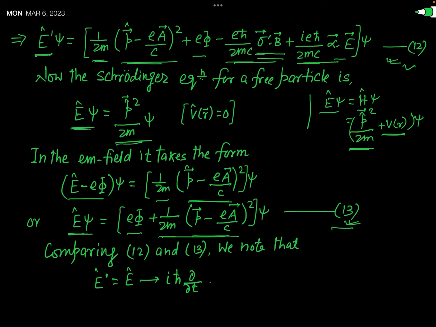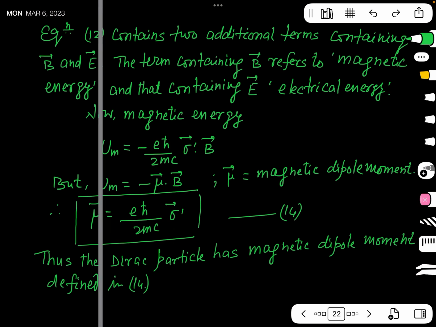And so this term actually represents an energy which is called magnetic energy, okay? And the term containing E, that is electric field, represents the electrical energy of the particle. Since both of these are associated with the spin of the particle, these two terms do not come into the picture when we talk about the Schrodinger equation, because in the Schrodinger equation the spin of the particle has not been taken into account, okay?